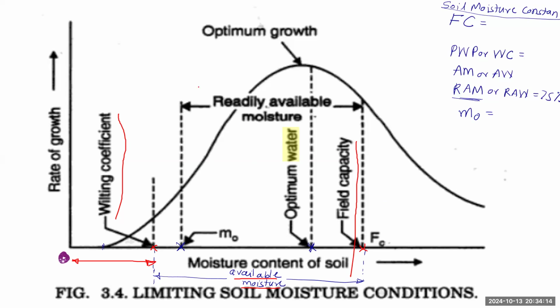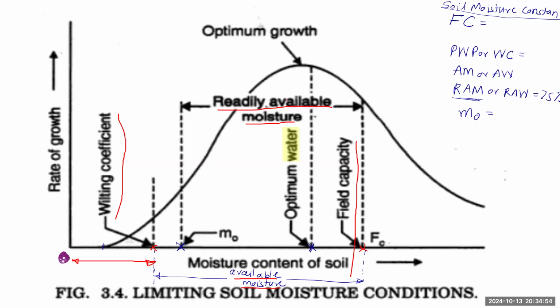Now there is one more term, that is readily available moisture, which we have discussed. Available moisture can be used by the plants, but readily available moisture can be easily used by plants. We have discussed that readily available moisture is taken as 75 to 80% of the total available moisture. So if we know the available moisture, then 80% of that gives us the readily available moisture.